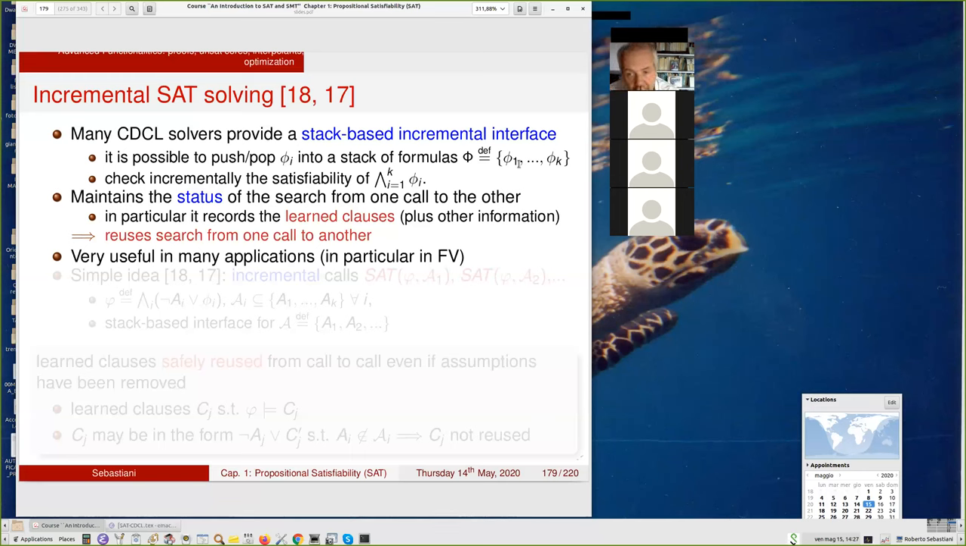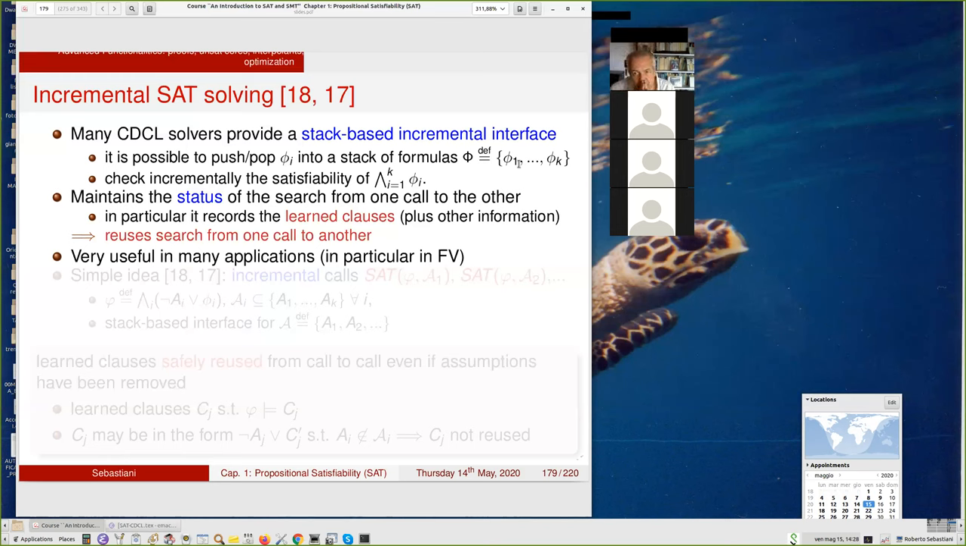What is the idea here? Well, first notice that this is the typical behavior in many applications, because typically you are exploring some branch, typically in model checking, formal verification, software, planning and others. Every time you are exploring a partial branch, checking whether the branch has some property is done by invoking a SAT solver. Every time you add some element to the stack, you push some new formula there. Every time you backtrack, you pop some formula, the formula encoding the piece of branch. This is very much used in many applications, in particular in formal verification, but also in planning and many other situations.